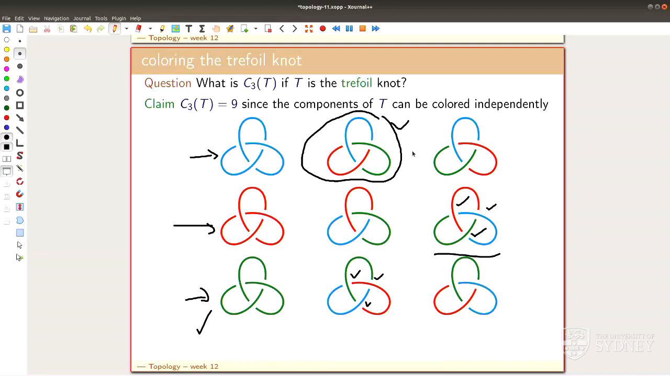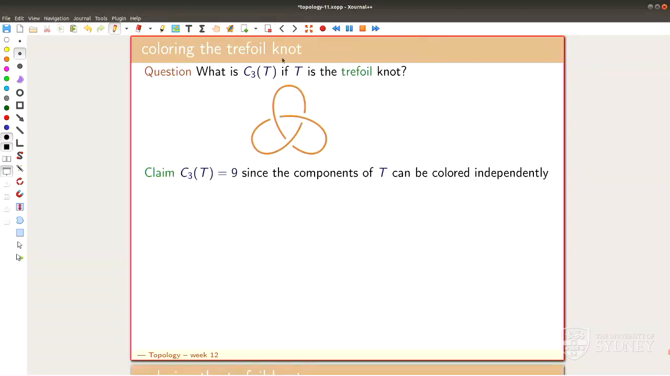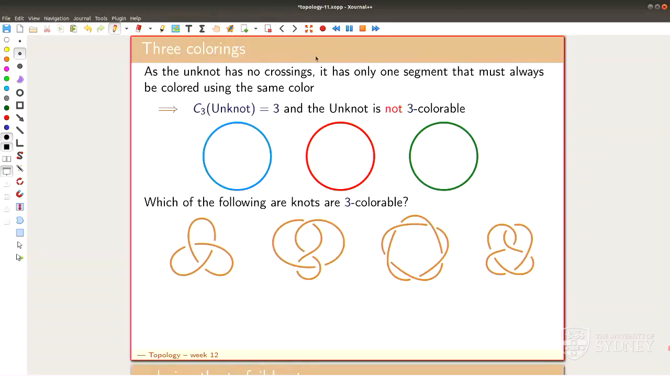If you can do it, it's a 0 or 1 question, right? If you can do it, it's 3 colorable. If you can't, well, it's not. So the unknot is not 3 colorable because it has only 3 solutions.